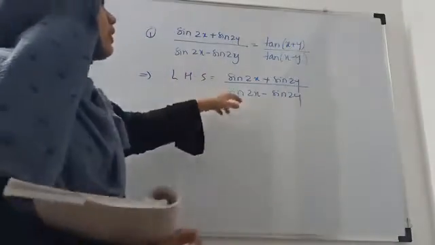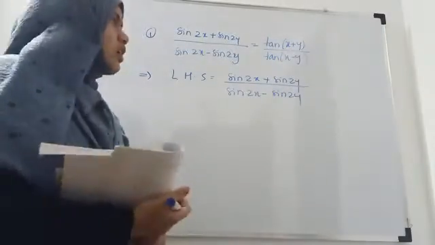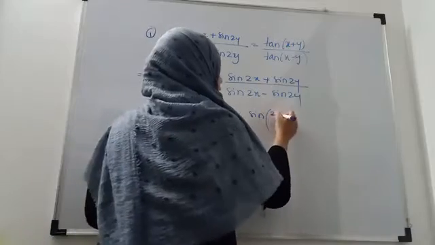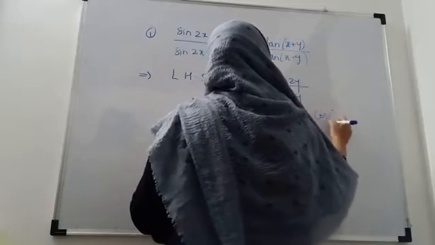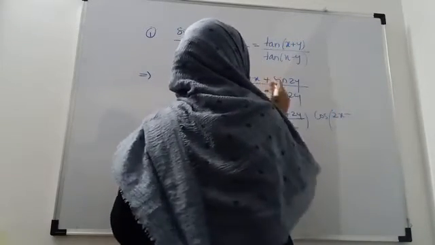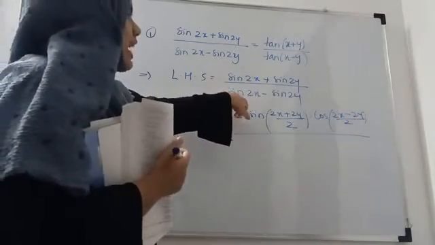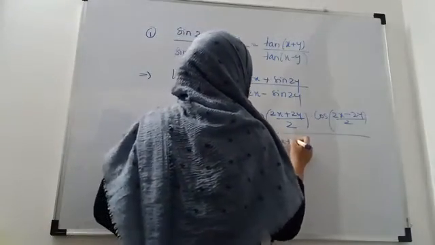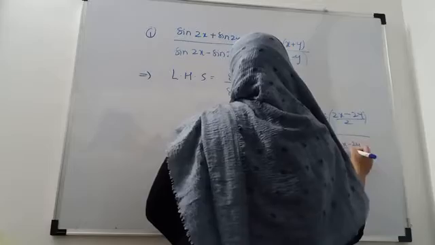Now here we use the factorization formula for sin c plus sin d, and the formula is 2 times sin of c plus d upon 2 into cos of c minus d upon 2. Here c is 2x and d is 2y, so it is 2x plus 2y upon 2 into cos of 2x minus 2y upon 2. Now the formula for sin c minus sin d is 2 times cos of 2x plus 2y upon 2 into sin of 2x minus 2y upon 2.